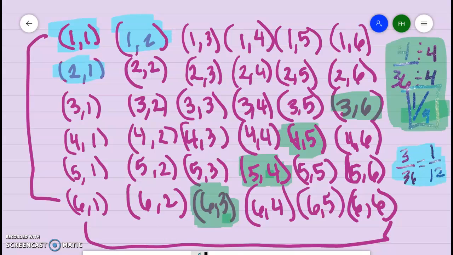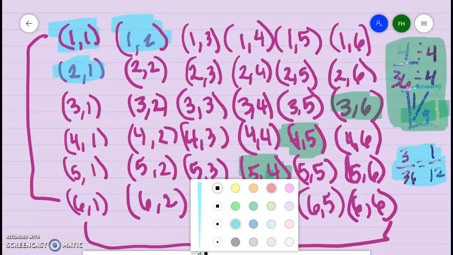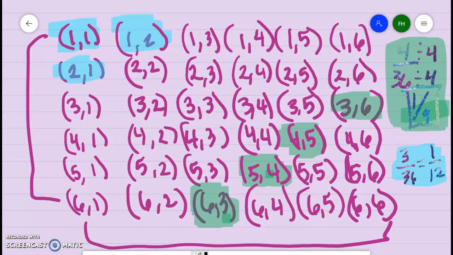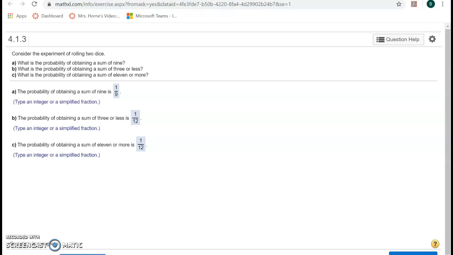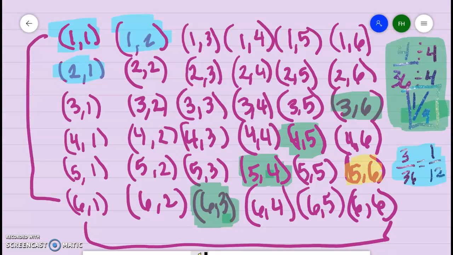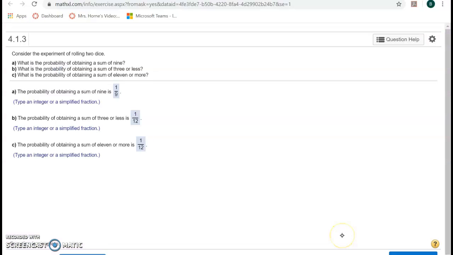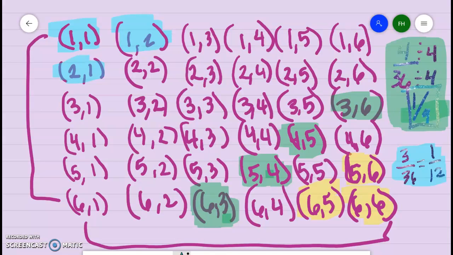Now let's look at the last one. Let's do yellow. Okay, so the last one is the probability of obtaining a sum of 11 or more. So let's find 5 plus 6 is 11. 6 plus 5 is 11. 6 plus 6 is 12. Those are the only ones that if you added them, you would get a sum of 11 or more. So we also have 3 out of 36, which is 1/12.